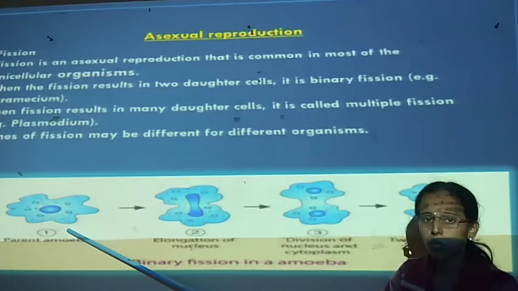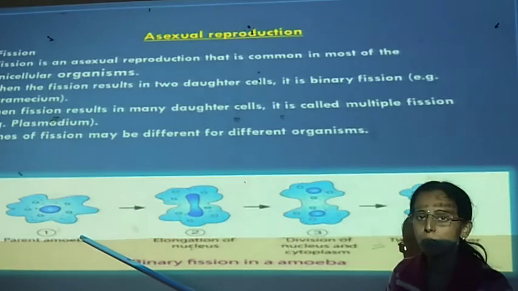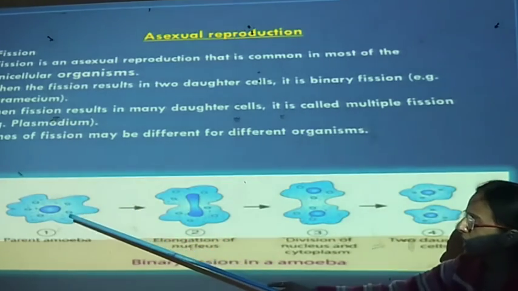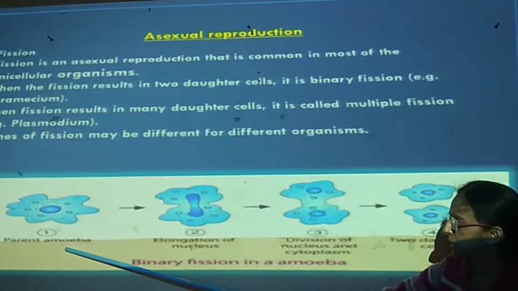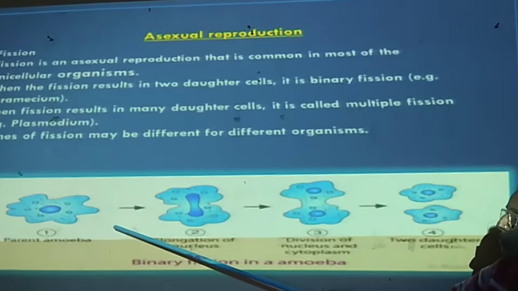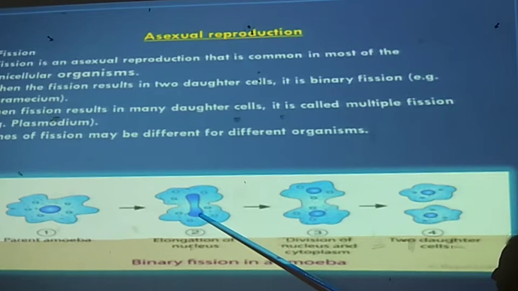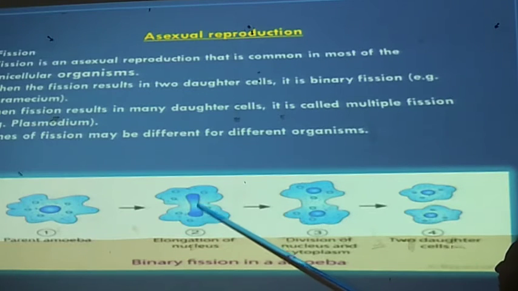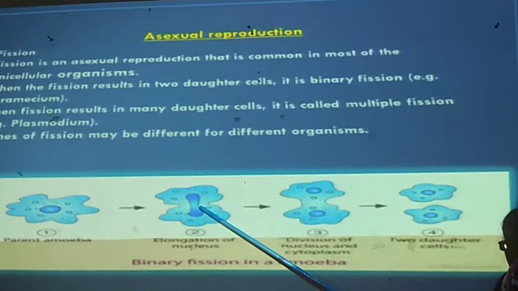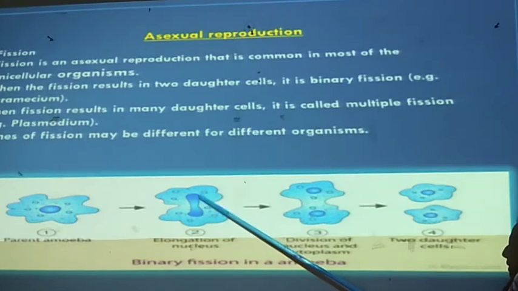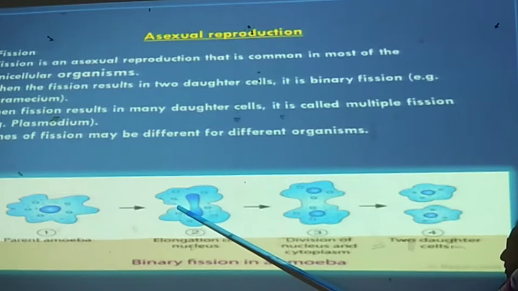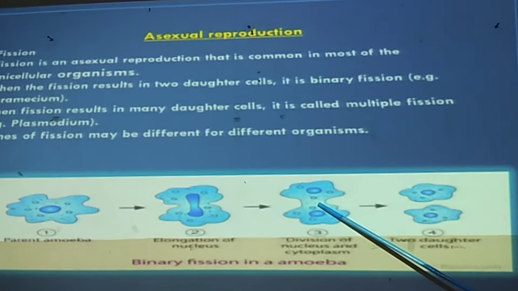For example, in the case of amoeba, this fission process takes place, and it is binary because this is a single cell of amoeba, called the parent amoeba. When this parent amoeba cell attains maturity, elongation of the nucleus takes place. This nucleus elongates and starts to form a notch in the nucleic material. When this notch completely forms two nuclei, then the cell starts to form a notch from its membrane, and slowly it gets pinched in.